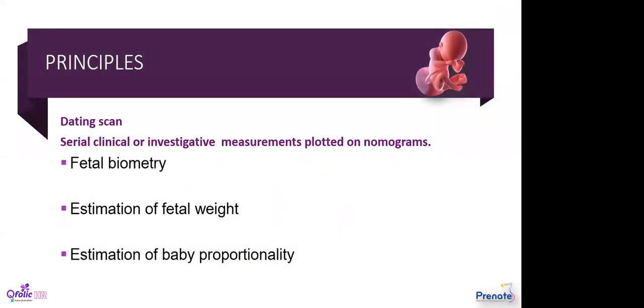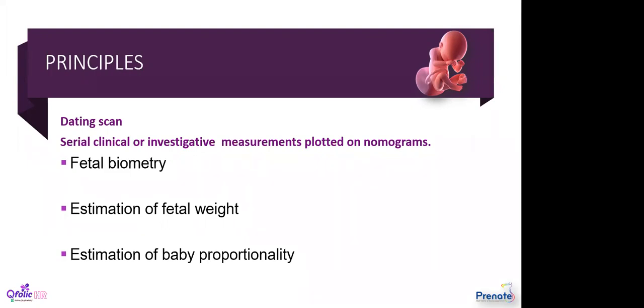What should be the principles of identification of growth restriction? It's very important that we should have a dating scan of all the mothers. Dating scan, because when we don't know the period of gestation, how can we predict that the baby is not growing accordingly?